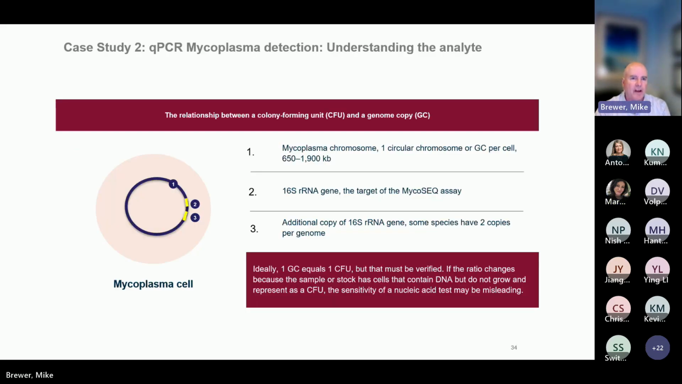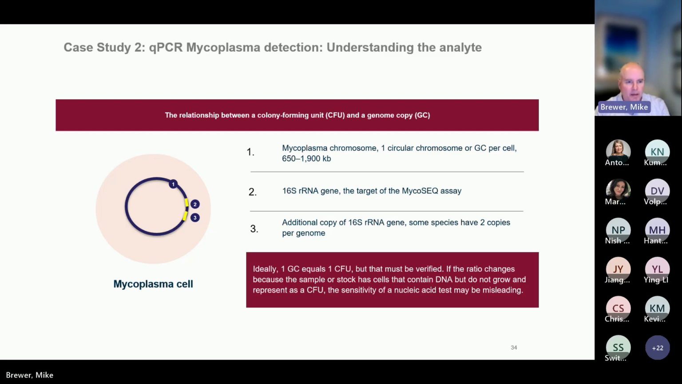It's also important with these assays to understand the analyte, and that is the relationship between a colony forming unit, a CFU, and a genome copy, which is the target of the assay. So we illustrate a Mycoplasma cell in this cartoon, and inside that Mycoplasma cell is the Mycoplasma chromosome, which is circular, and there's 1 circular chromosome or genome copy per cell. Our assay, just like MycoTool, targets a conserved region across the species. It's a 16S ribosomal RNA gene.